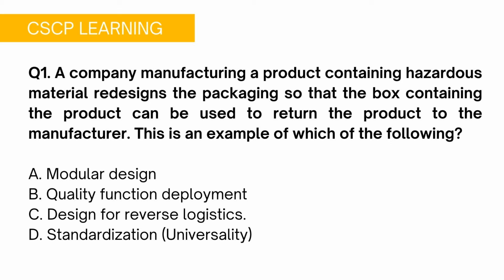Option C says design for reverse logistics. Now, before we evaluate this option, I would advise you to read the question again. You will realize that this question is talking about two major aspects of a product. Number one, the product has hazardous content in it. Number two, the company has redesigned the packaging so that the product can be returned to the manufacturer. Since the question is talking about product return, the answer is quite evident: the product is designed for reverse logistics.